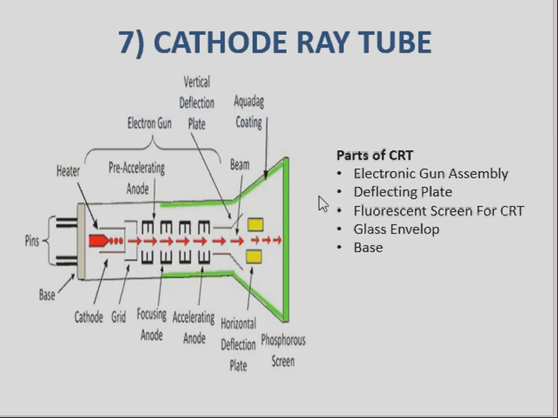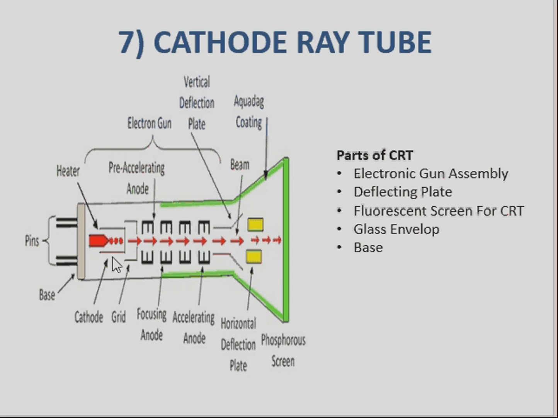Now let us see what is the function of this electron gun assembly. First, this electron gun assembly consists of various parts such as heater, pre-accelerating anode, cathode, control grid, focusing anode, as well as accelerating anode. And the function of this electron gun assembly is to produce a beam of electrons.